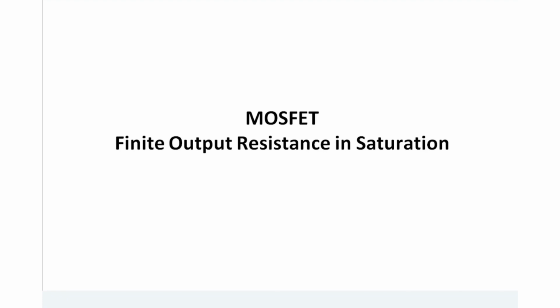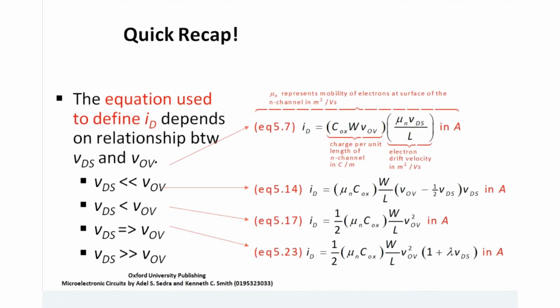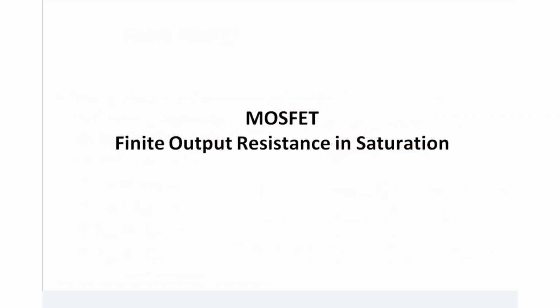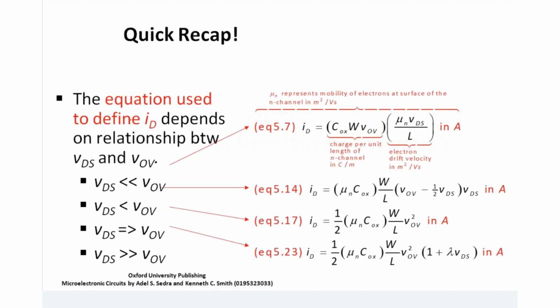So now, what exactly do we mean by the finite output resistance in the saturation? Because here, if you see, I have written the statement finite output resistance in the saturation. Before I proceed with that, let's have a glimpse of certain equations that we have dealt with in the last couple of sessions.